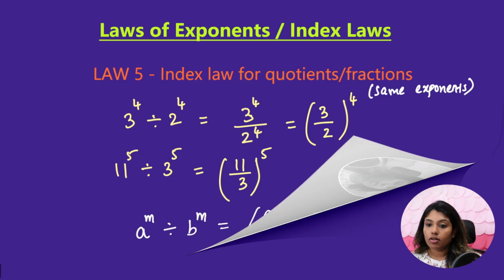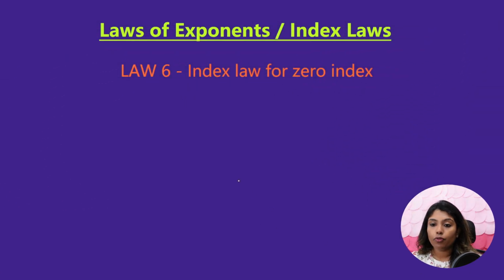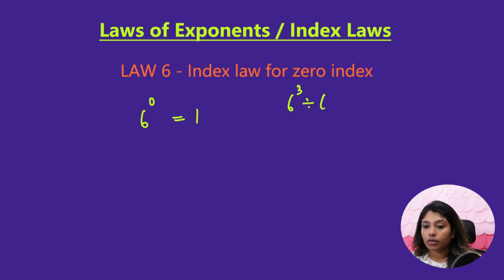Now, the next law, law number 6, is the index law for zero index, which means if your exponent is 0, then the value of that power becomes 1. So let's say 6 to the power 0, that means the answer is 1. So let's say you have 6 to the power of 3 divided by 6 to the power of 3. You basically write that as 6 to the power of 3 over 6 to the power of 3, don't you? And we know that if you cancel these, you basically get 1, right?